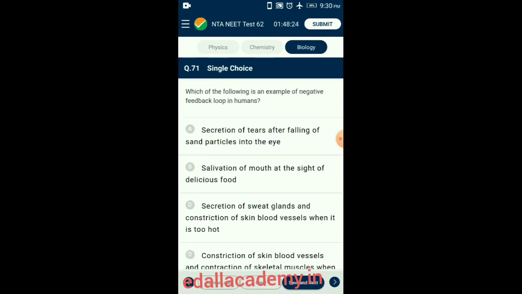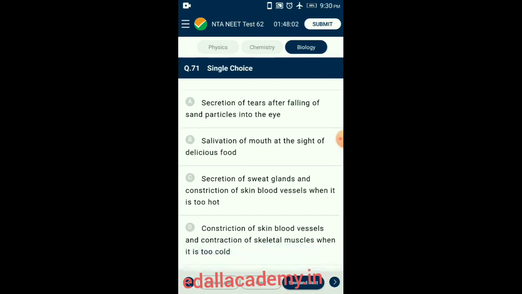Question number 71. Which of the following is an example of a negative feedback loop in humans? When the set point of the hypothalamus is disturbed by high temperature, it stimulates vasodilation and sweating, while in low temperature there is vasoconstriction and shivering. So the answer is option D. Constriction of skin blood vessels and contraction of skeletal muscles when it is too cold.